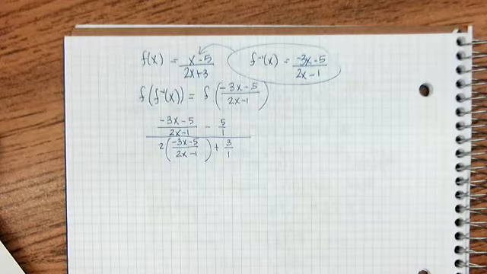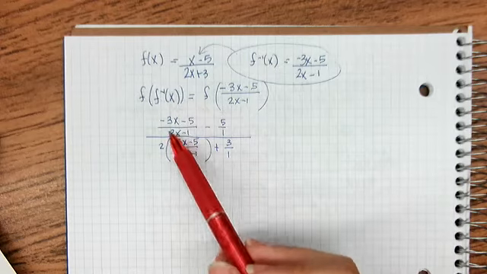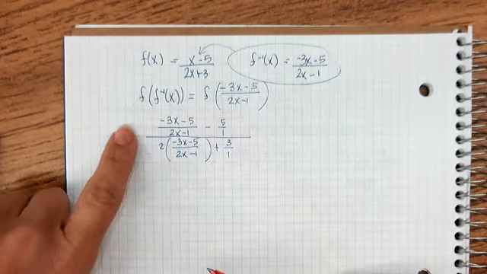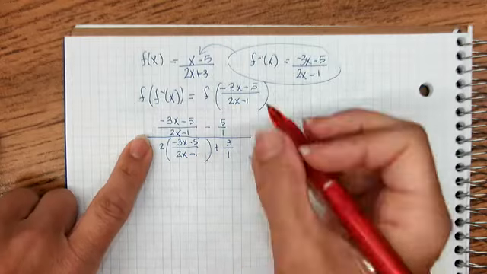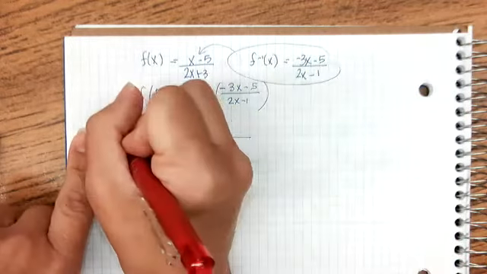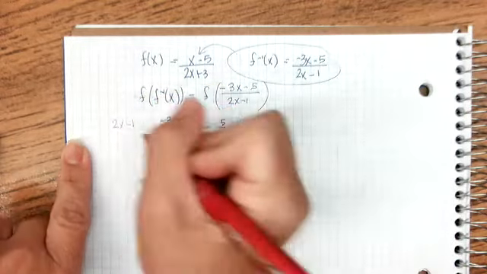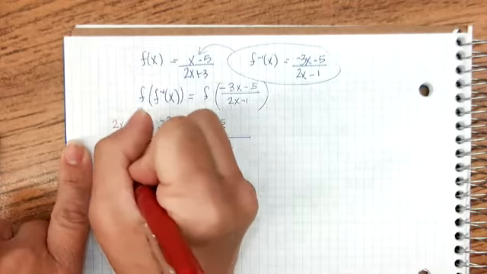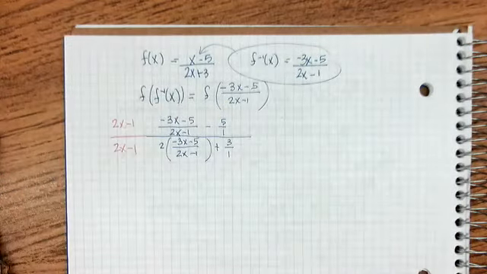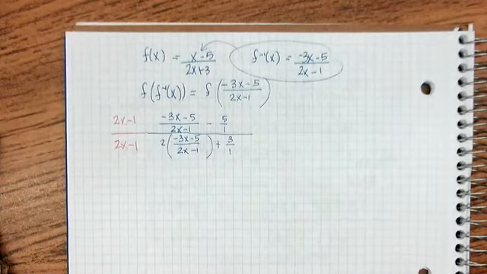Okay, then the next step, you need to find a common denominator. Don't you even think about reducing that. That is such voodoo math. Common denominator is 2x minus 1. So I'm going to multiply numerator and denominator by 2x minus 1. And I will use a different pen.